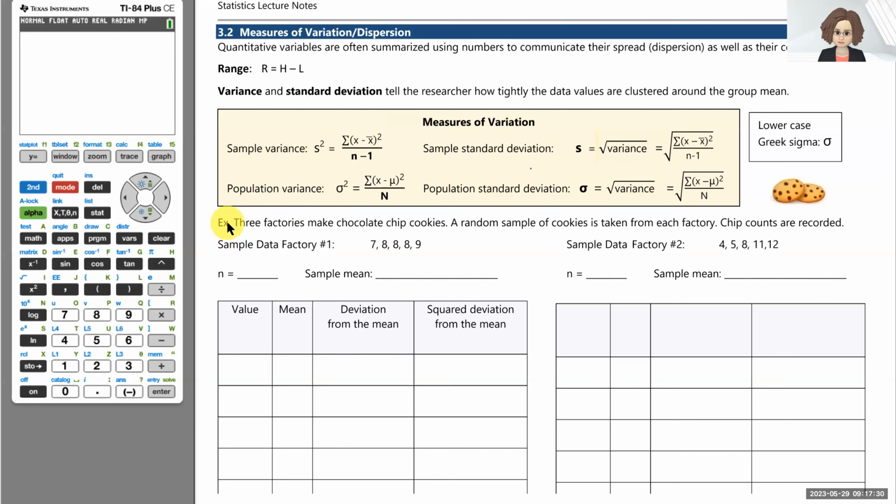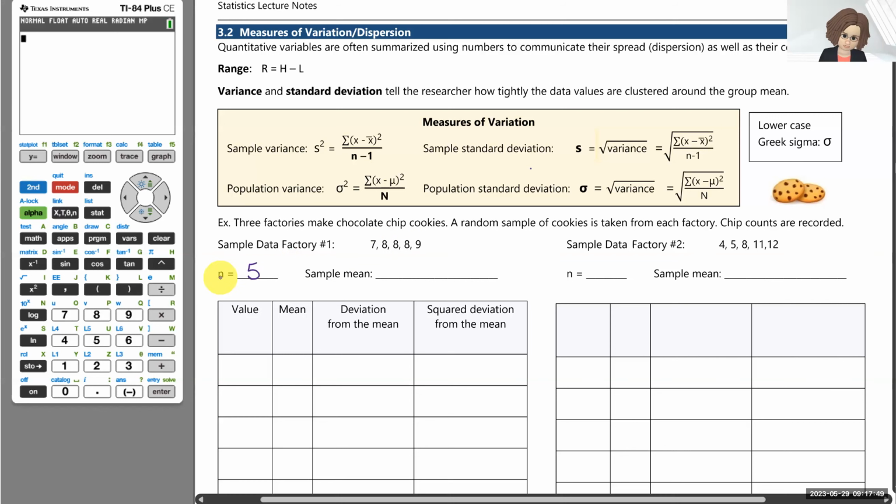Three factories make chocolate chip cookies. A random sample of cookies is taken from each factory, and the chip counts are recorded. Let's start with factory number 1. There are 5 cookies there, so we're talking about sample data. Our sample size here, lowercase n, is 5. The first cookie had 7 chocolate chips, the next had 8 chocolate chips, etc.